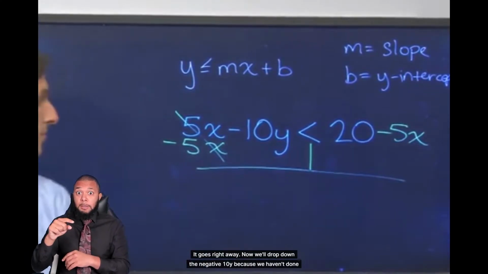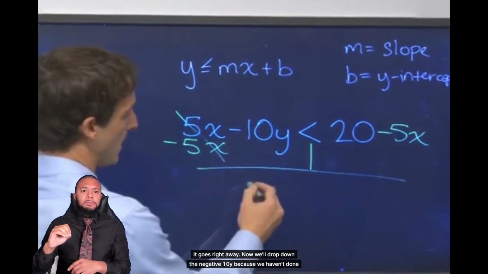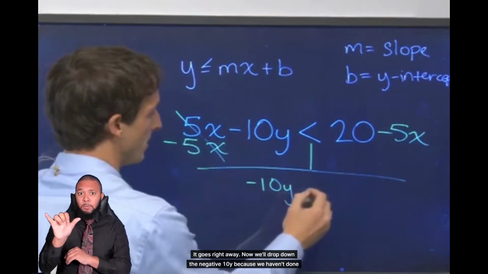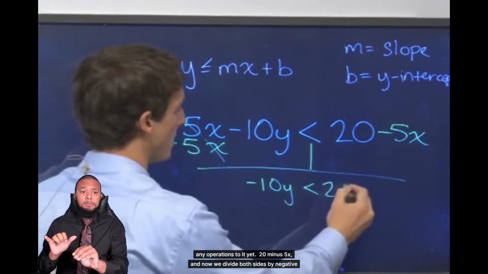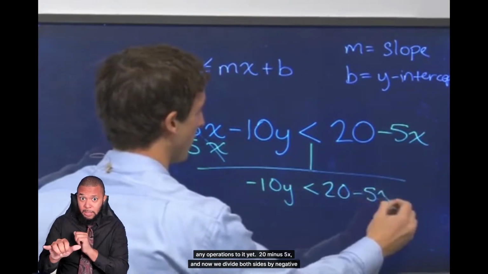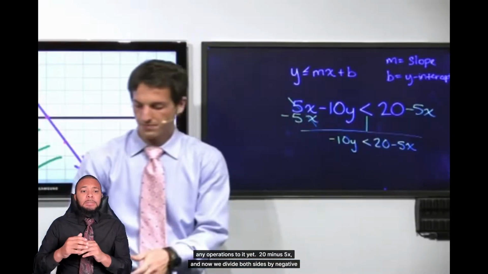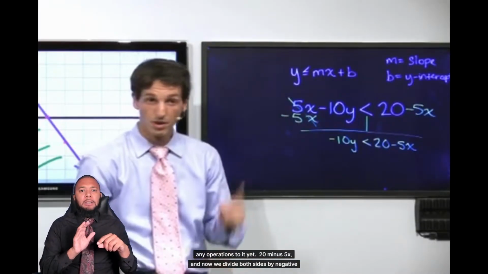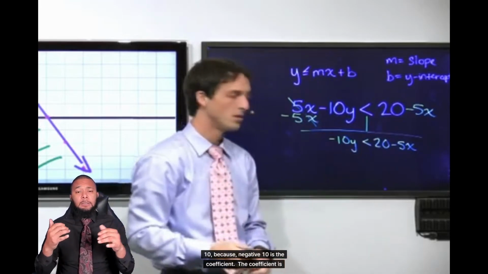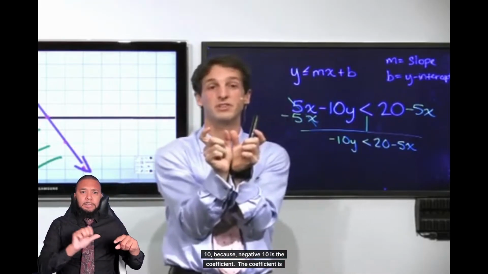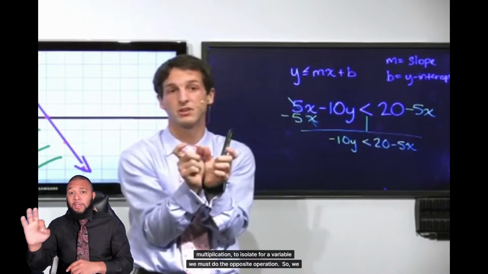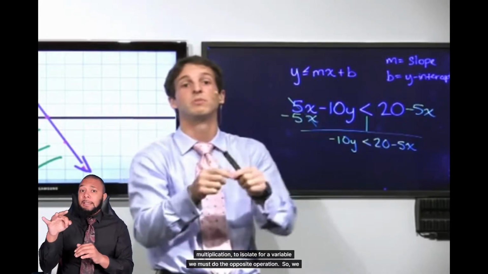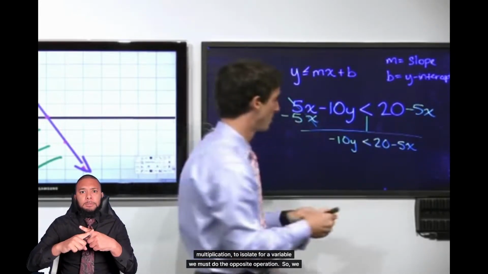It goes right away. Now we'll drop down the negative 10y because we hadn't done any operations to that yet. 20 minus 5x. And now we divide both sides by negative 10 because negative 10 is the coefficient. The coefficient is multiplication. To isolate for a variable, we must do the opposite operation.